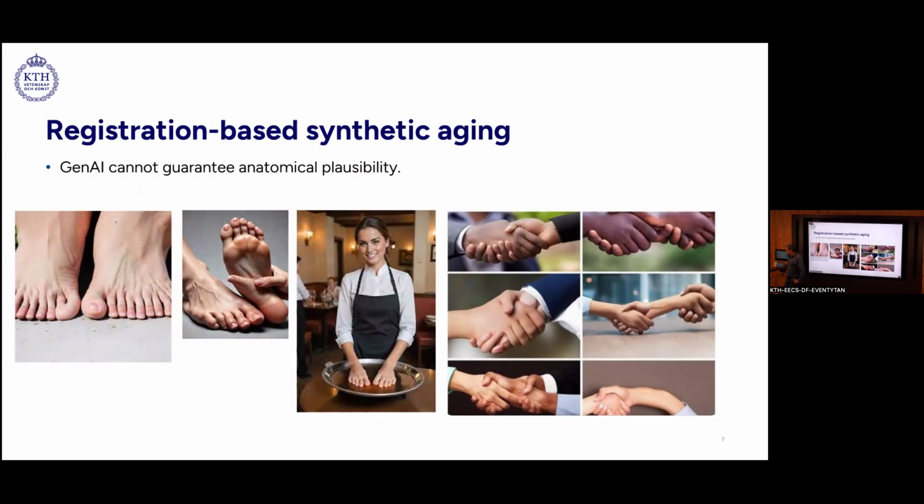But then there was a problem. It's very well known that generative AI is not good at anatomy, as you can see. This is a big problem for us, because if we are working with medical images and the anatomy is not correct, it's not useful. So we went back a little bit, and instead of using generative AI, we use deep learning-based registration. We still use AI, but in the registration framework.